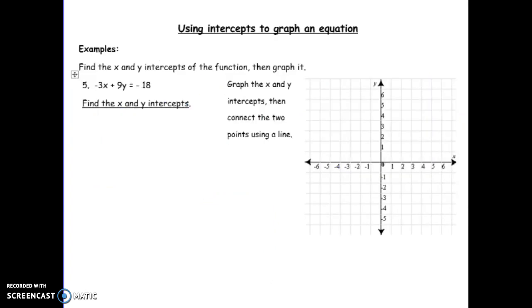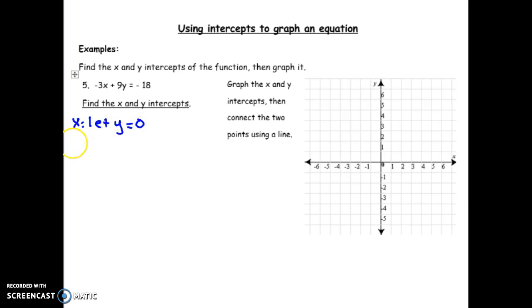Okay, moving on, we want to use the intercepts to graph an equation. So we're going to find the x and y intercepts of the function and then graph it. So going back to what we just did, we're going to find the x and the y, but we'll start with the x-intercept. We'll let our y be 0.